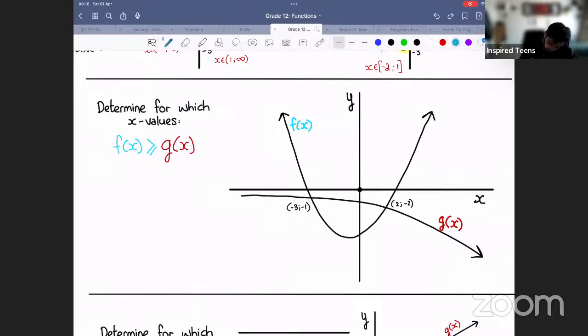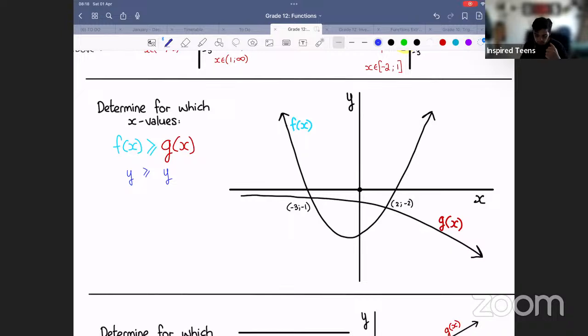So we have f of x greater than or equal to g of x. Remember this or equal to, that's just going to tell us we need to include, for that given interval or whatever it is. Now, f of x being greater than g of x is like a y value being greater than or equal to another y value.